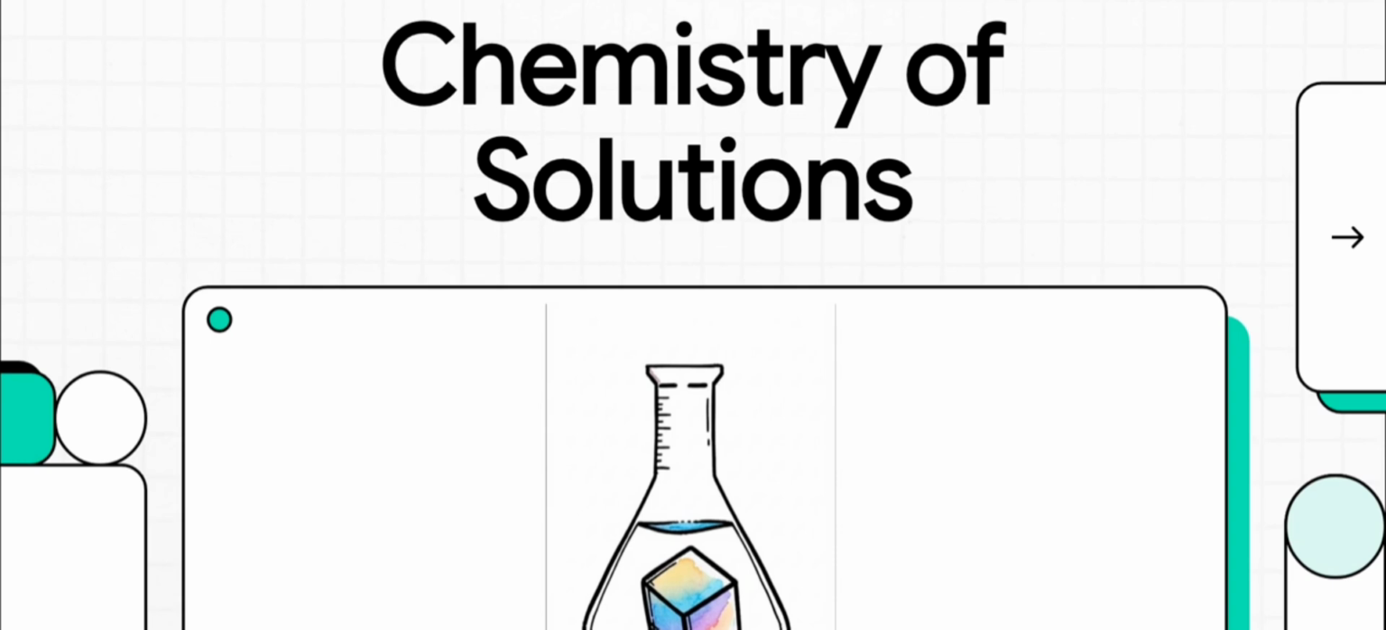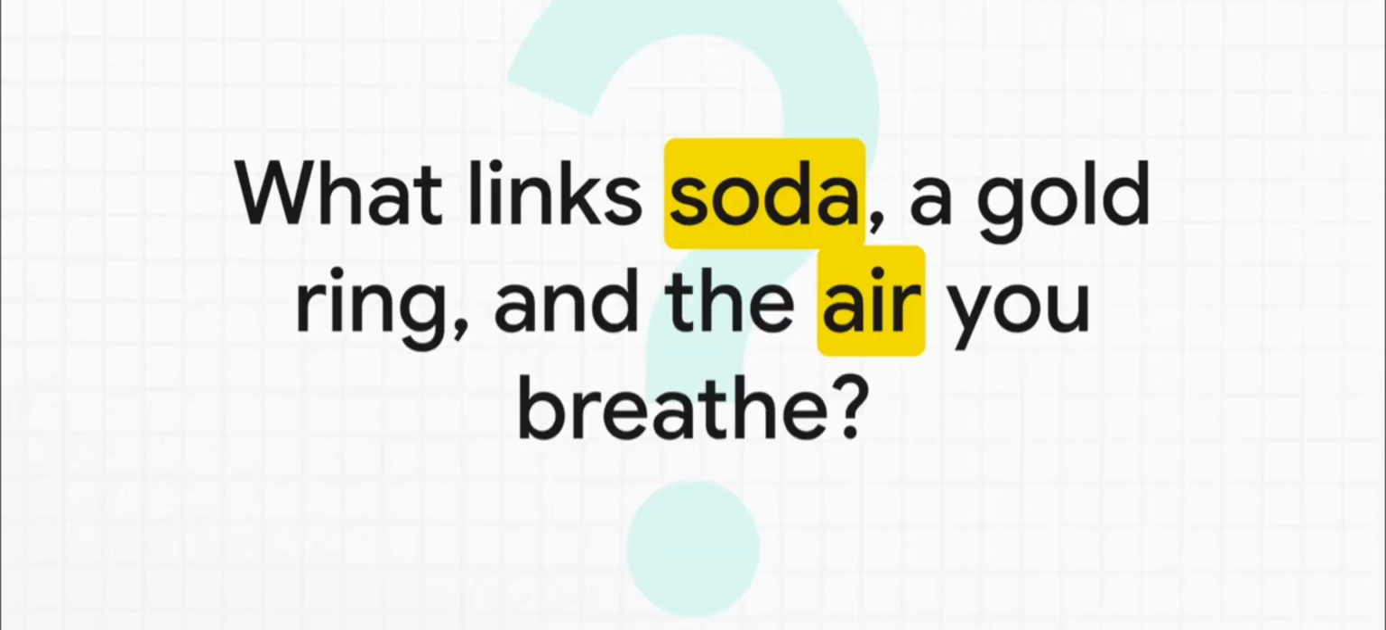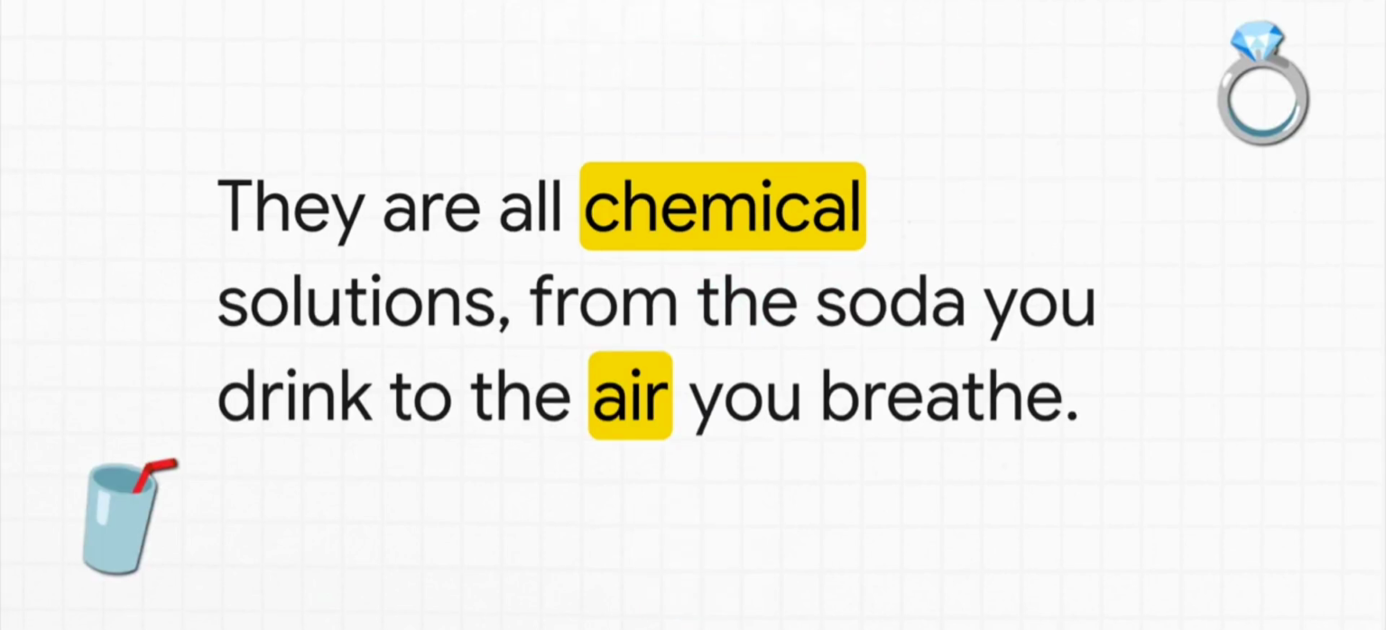Today, we're jumping into the world of solutions, and trust me, it's the invisible chemistry that is absolutely everywhere. So let's kick things off with a bit of a riddle. Think about a can of soda, a gold ring on your finger, and the very air you're breathing right now. I mean, they couldn't be more different, right? But what if I told you they all share a fundamental chemical secret? The answer, believe it or not, is that they are all chemical solutions. It's one of those ideas in chemistry that once you get it, you start seeing it absolutely everywhere you look.